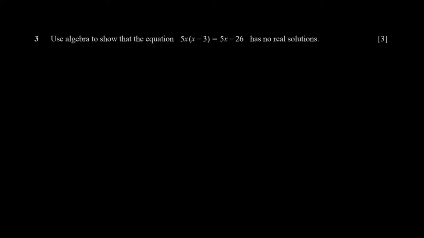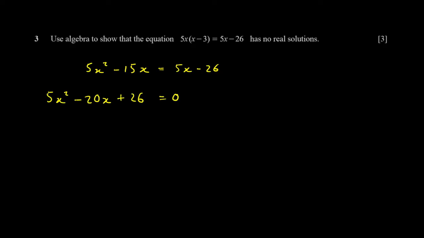So first of all, I'm going to try to simplify this quadratic. I'm going to expand the bracket, which will give me 5x squared minus 15x is equal to 5x minus 26. And I'll bring it all to one side. So 5x squared, I subtract 5x from both sides, so I get negative 20x plus 26 is equal to 0.